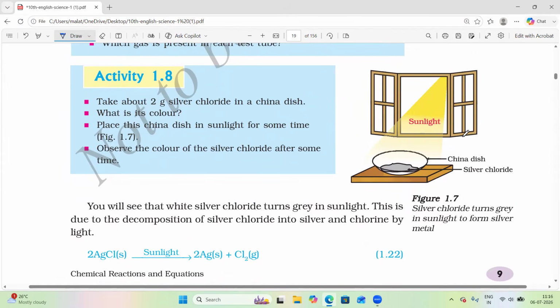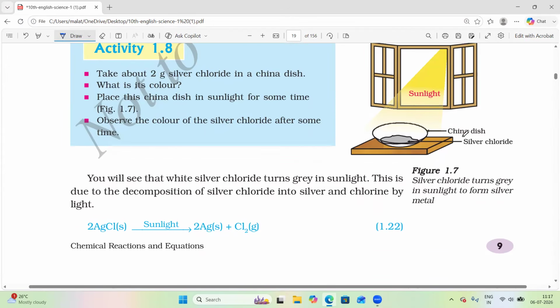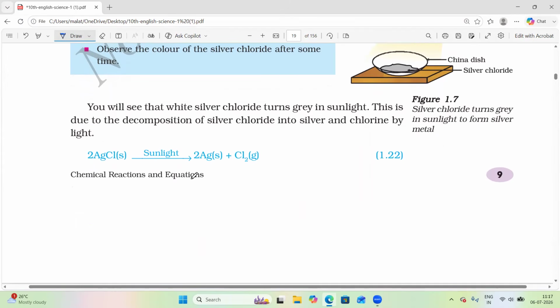Then another, third type of decomposition reaction is by using sunlight. Decomposition reaction takes place by using three kinds of energy. One is heat, that is called thermal decomposition. One is electricity, that is called electrolysis of water. Another is sunlight. If the decomposition reaction takes place in the presence of sunlight, that is called photochemical reactions.